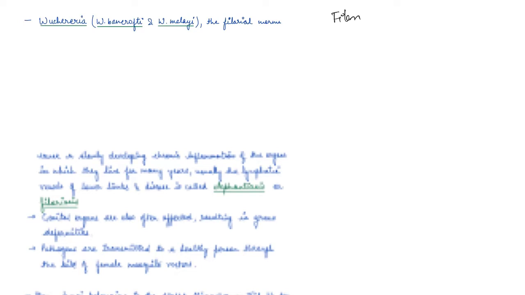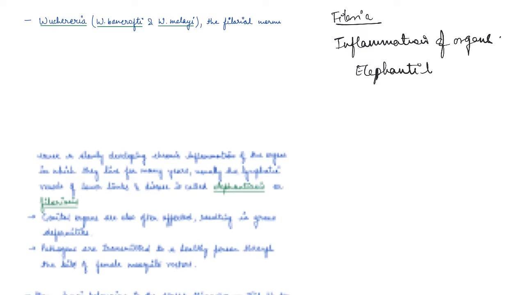So filariasis is an inflammation of organs in which these worms live for many years. What they do is they infect the lymphatic vessels of the lower limbs, and in that case the disease is known as elephantiasis or filariasis.